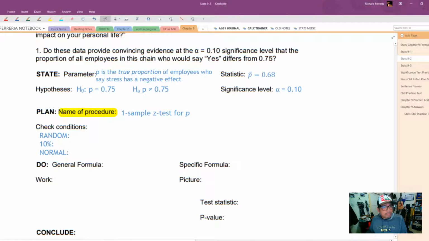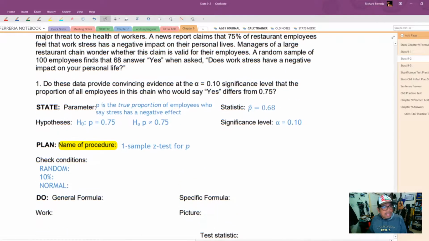For the random condition, I see in the problem that we have a random sample. So for random, I'll write something like, the 100 employees comprise a random sample.